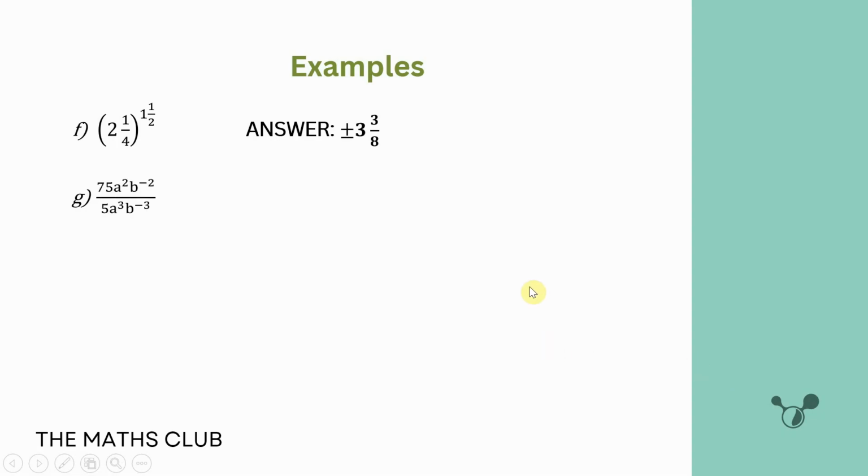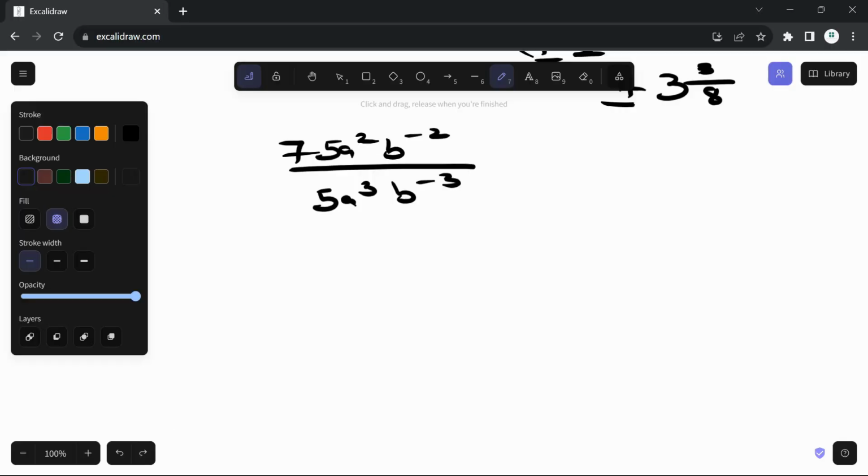Let's look at this next question. It says 75a squared b raised to the power of minus 2 all over 5a cubed b raised to the power of minus 3. First things first, we can reduce the 75 over 5. So 5 into 7 is 1, carry over 2, 5 into 25 is 5. So we have 15a, now this is a squared, this is a cubed.